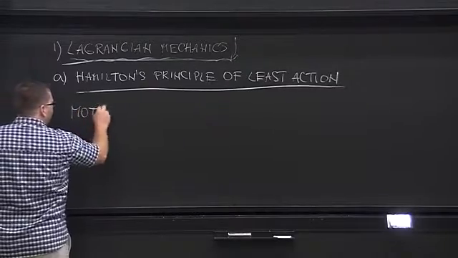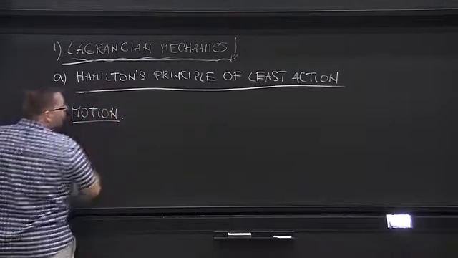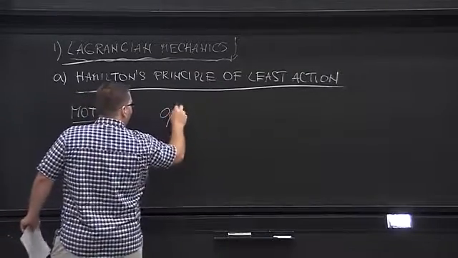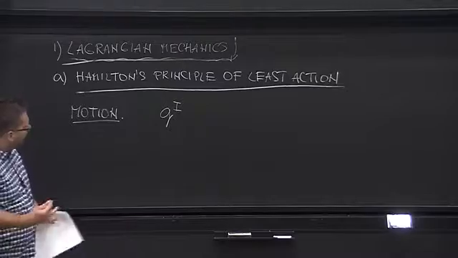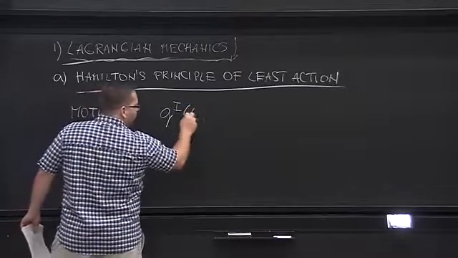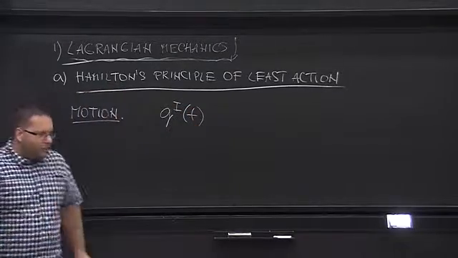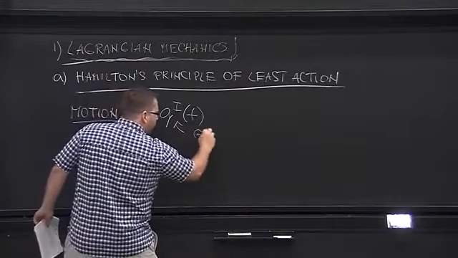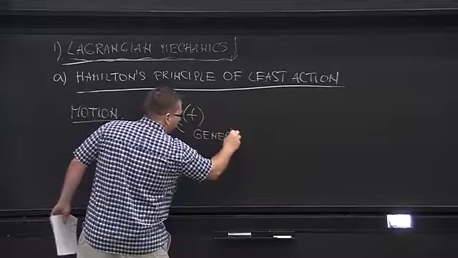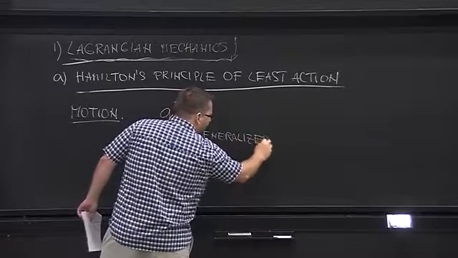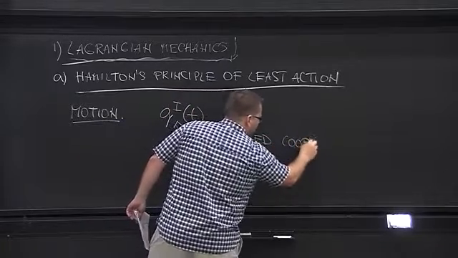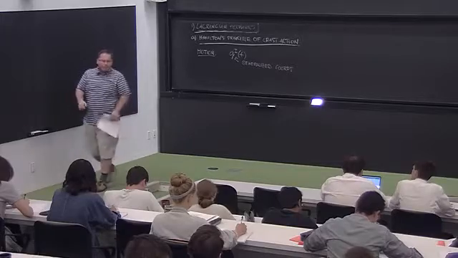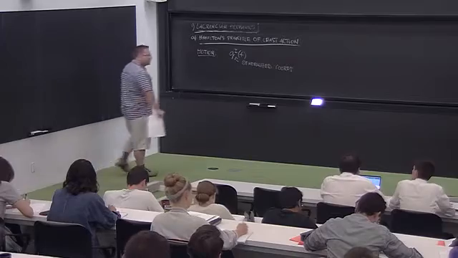And to describe the motion, we just choose some coordinates, q_i. And we are interested in how these coordinates evolve in time. So this is how you describe your motion. Now these q_i are so-called generalized coordinates, and they don't need to be the Cartesian coordinates as you know them, but they can be whatever is convenient to describe your motion.